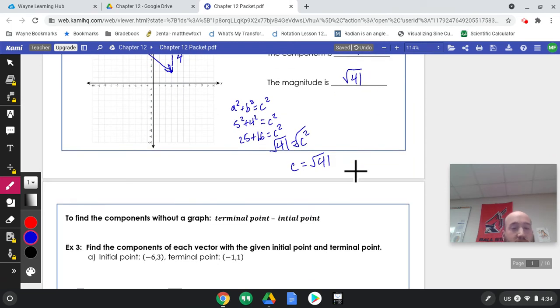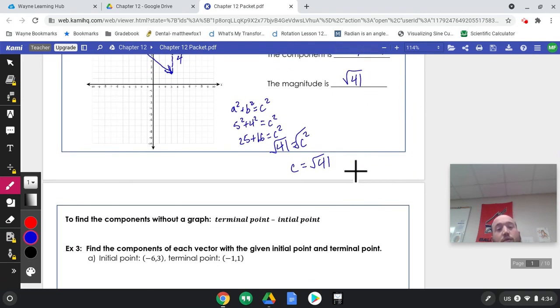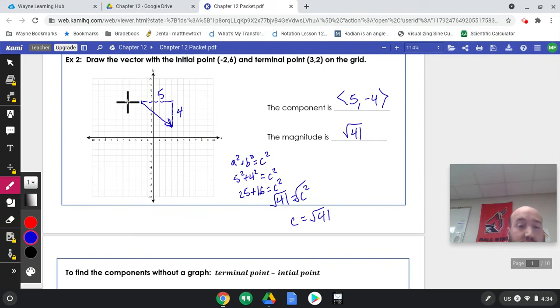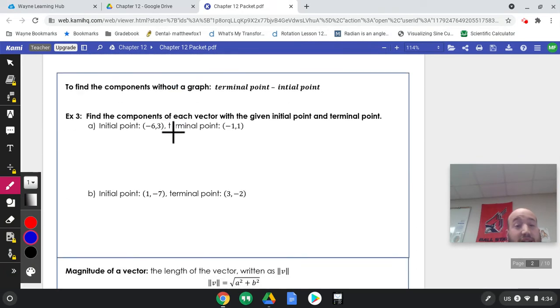So let's look at the back now, and sometimes we won't have a graph. On this graph, it was pretty easy. We could just count it over 5, down 4. Okay, sometimes that's not the case. So in that situation, just take whatever the terminal point is and subtract the initial point. Now you're going to have to do that for both the x and the y component.